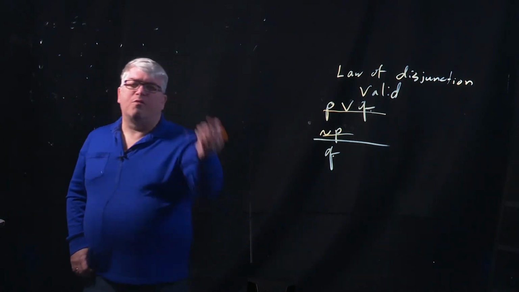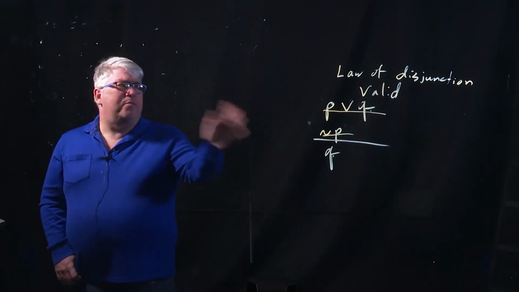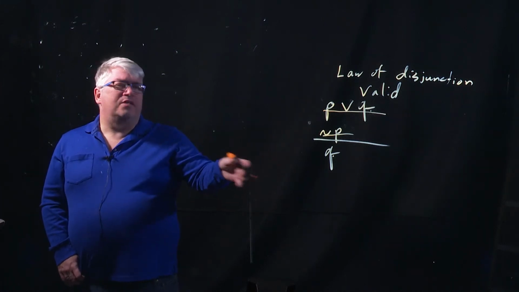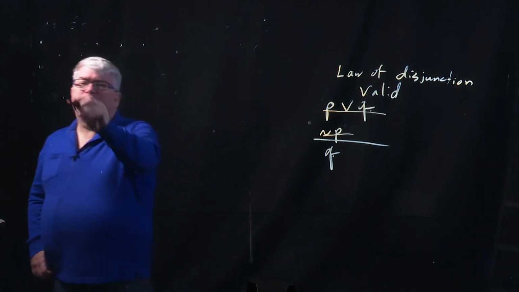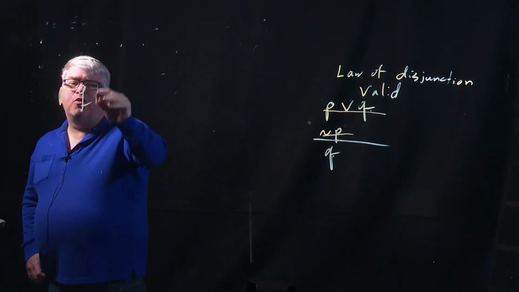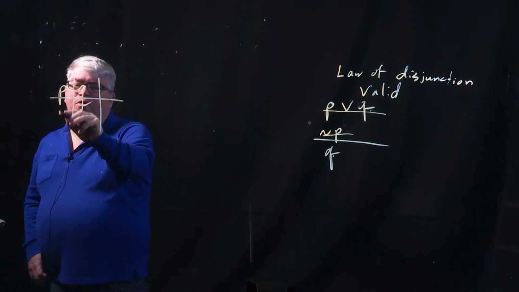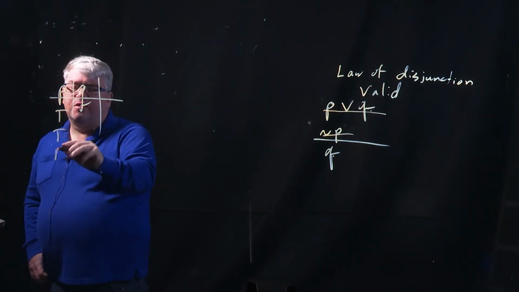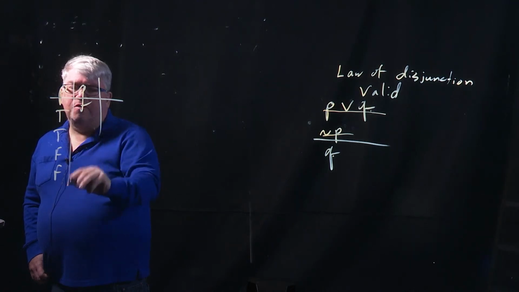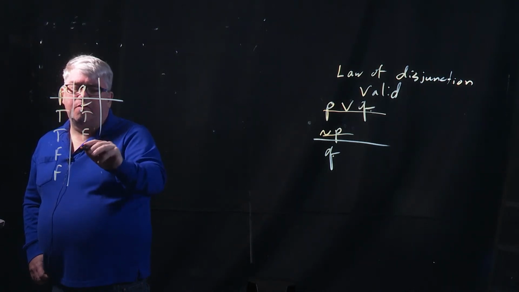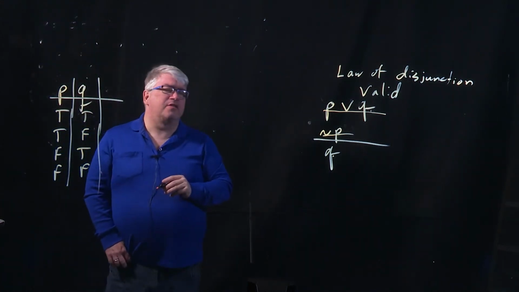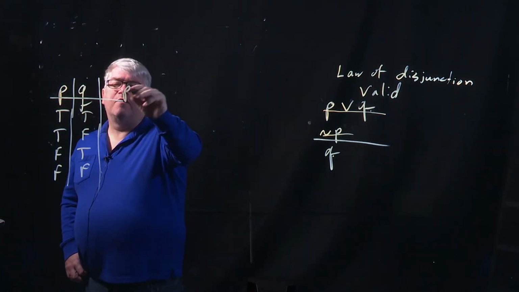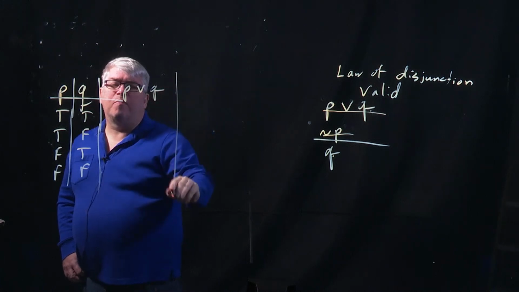Okay, so to set up a truth table, you actually have several truth tables going on at the same time, one for each sentence. So I've got my variables, my P and my Q, and because there's two variables, I need my four lines. And then I'll set up each of these sentences in a separate column.